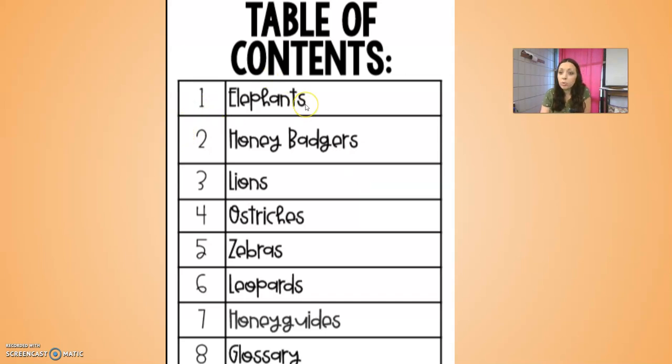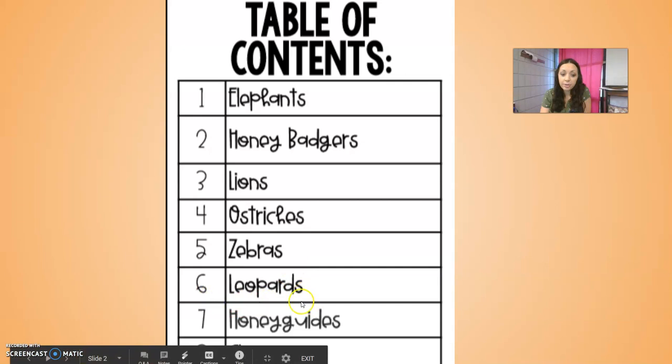And on page 1, we're going to learn about elephants. Page 2, honey badgers. Page 3, lions. Page 4, ostriches. Page 5, zebras. Page 6, leopards. Page 7, honey guides. Remember, the honey guide is that little bird who was one of our main characters. And page 8 is our glossary.